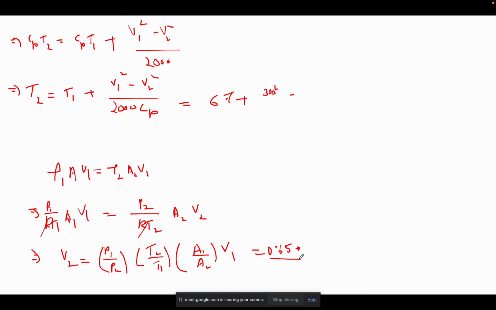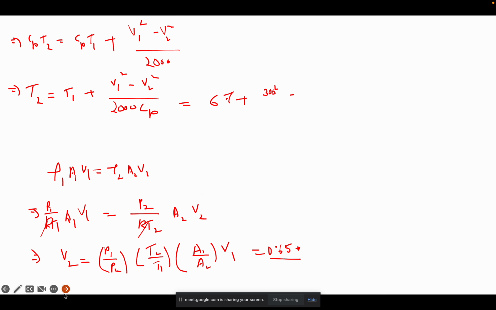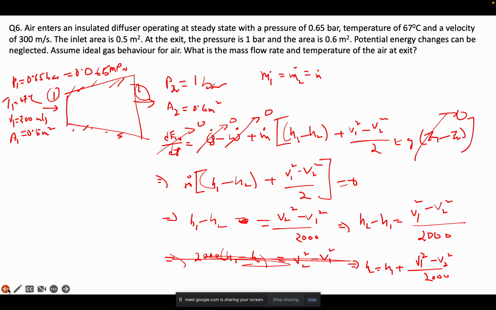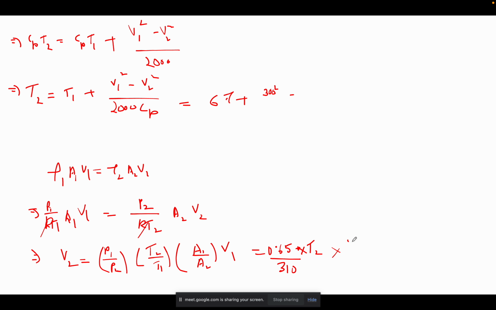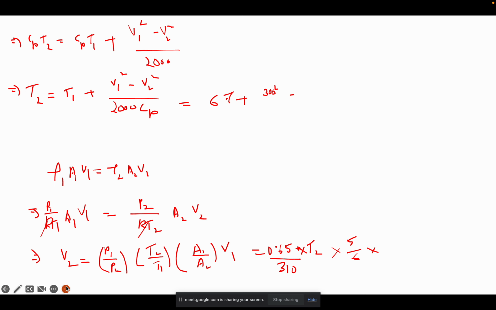T1 I will keep it as is, that is 67 plus 273, 310, into T2 into A1 by A2. Okay, so A1 by A2, A1 is 0.5, A2 is 0.6, so that is 5 by 6, and V1 is given as 300.